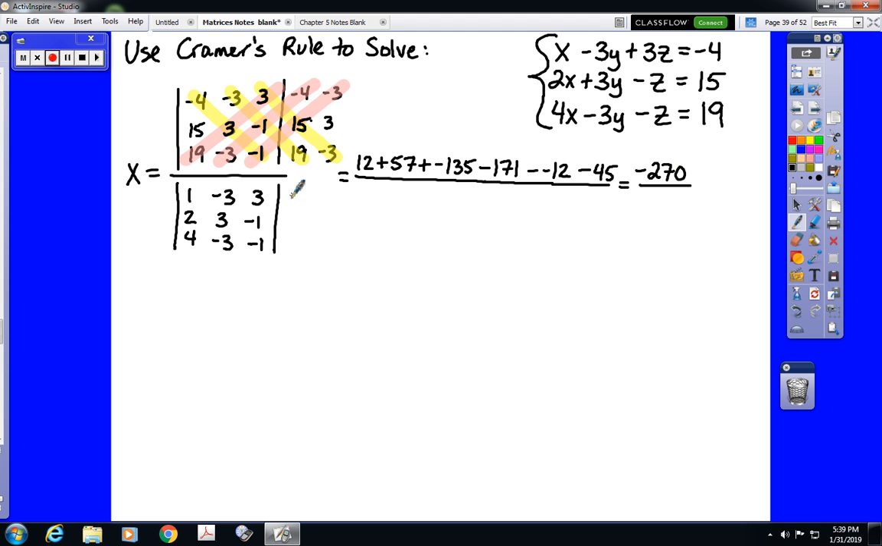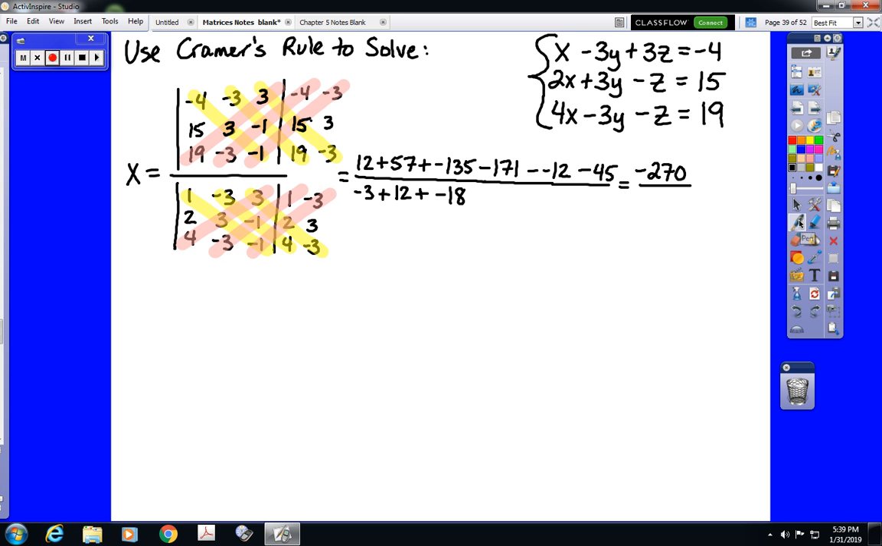On the bottom, we copy those first 2 columns. We have 3 positive diagonals, so there's 1, 2, 3 that we're going to multiply together. That's 1 times 3 times negative 1 is negative 3, plus negative 3 times negative 1 times 4, which is 12, plus 3 times 2 times negative 3, which is negative 18. Then we have our 3 negative diagonals to multiply together and subtract.